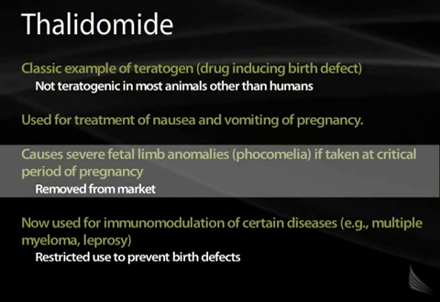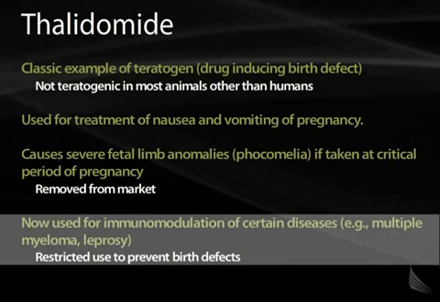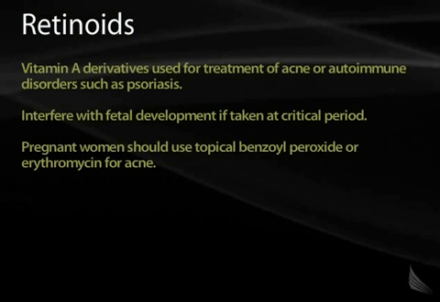However, it was shown that the babies born from mothers using thalidomide would develop severe limb anomalies known as phocomelia if it was taken at the critical period during pregnancy. Therefore, it was removed from the market for nausea and vomiting. However, thalidomide is still used for certain diseases such as multiple myeloma and leprosy. It cannot be used by pregnant women.